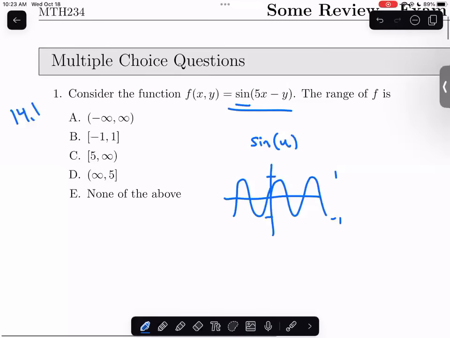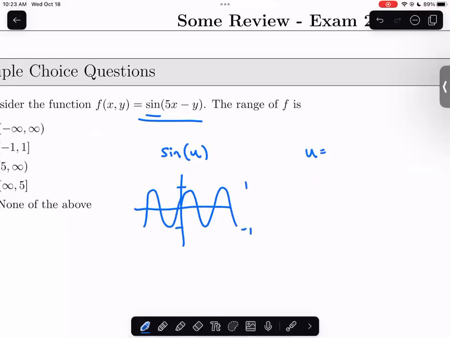Then we think a little bit about our inside function, 5x minus y, and we ask: are there any additional restrictions, any values that 5x minus y cannot be? For instance, if I wanted to achieve 100 for u, if I wanted to get sine of u, which is a little silly because you get all the negative ones to ones pretty fast here, could I make that happen?